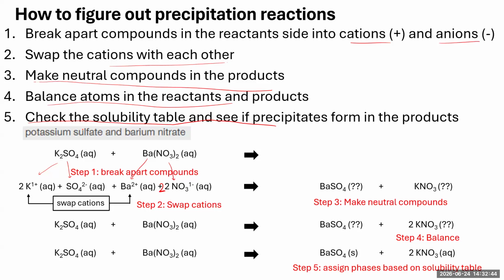Okay, so we're gonna break apart all the aqueous stuff. Then we're gonna swap cations, right? The cations are the positive ones. And we're gonna make neutral compounds. Ba started out as 2 plus, sulfate is 2 minus, potassium is 1 plus, nitrate is 1 minus, so it's 1 and 1, 1 and 1. So we're almost done.